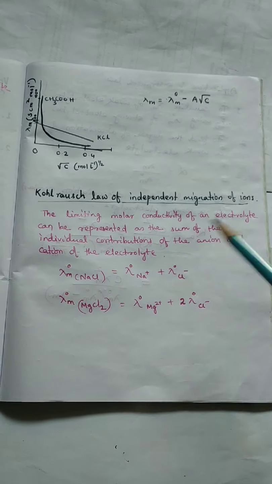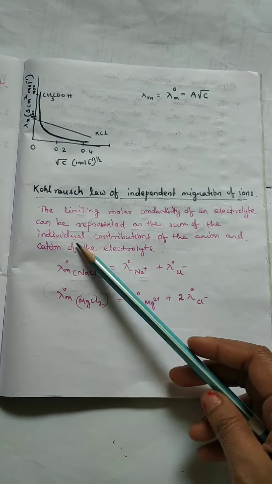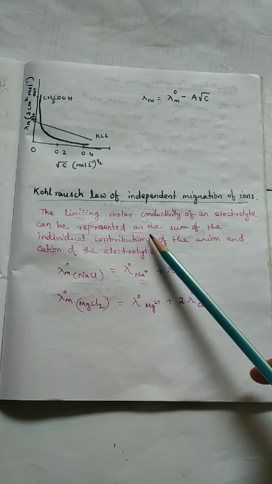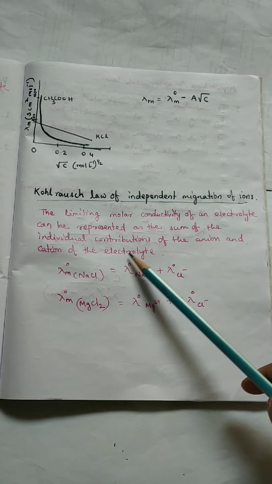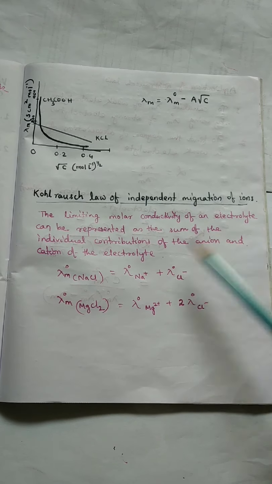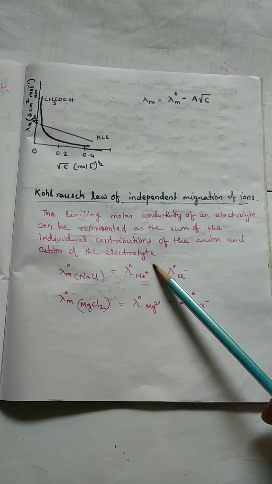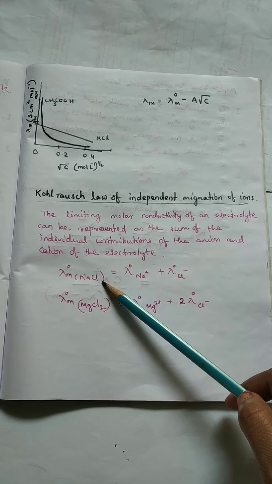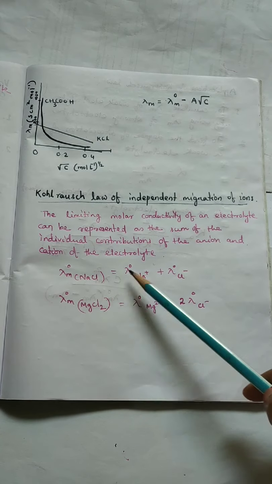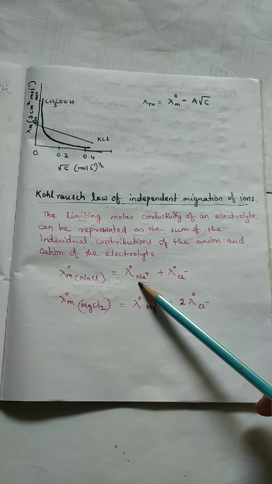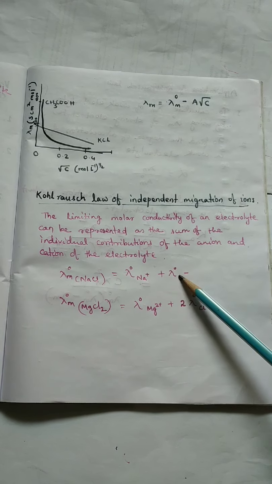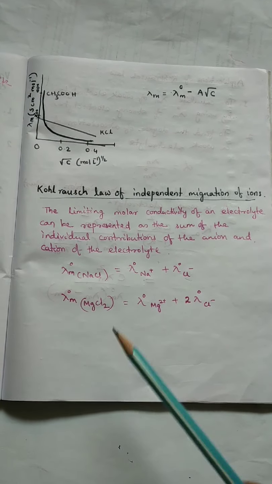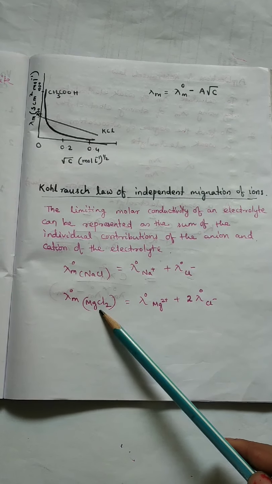is used. As per this law, the limiting molar conductivity of an electrolyte can be represented as the sum of the individual contributions of the anion and cation of the electrolyte. For example, the limiting molar conductivity of sodium chloride will be the sum of the limiting molar conductivity of the cation sodium ion plus the limiting molar conductivity of the chloride ion. Similarly, suppose we calculate the limiting molar conductivity of magnesium chloride.